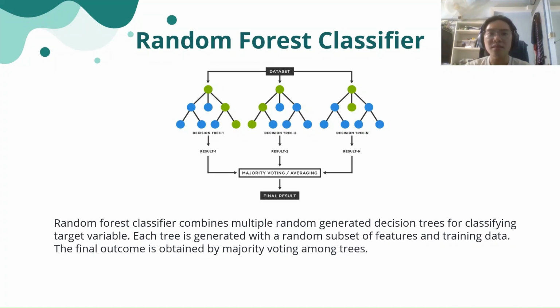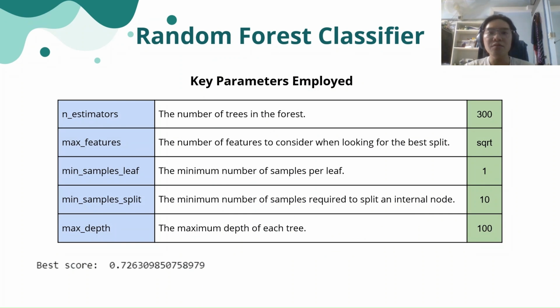The random forest classifier is an ensemble model that builds on multiple decision trees. Each tree is trained on a different subset of the data and uses randomly selected features. When making a prediction, the model combines the results of all the trees through majority voting to determine the final outcome. We fine-tune these hyperparameters to maximize the model's performance.